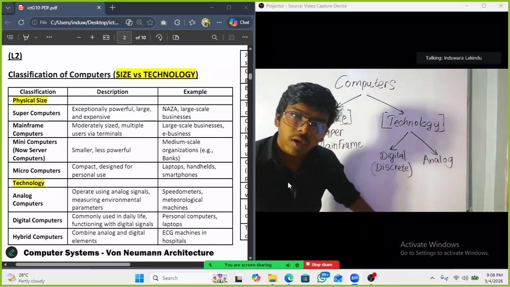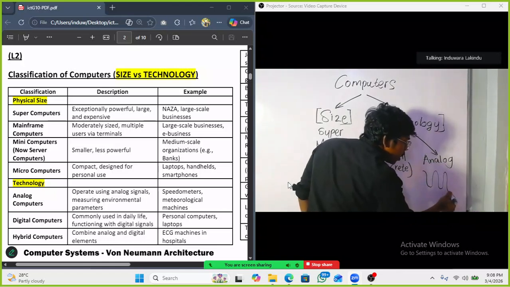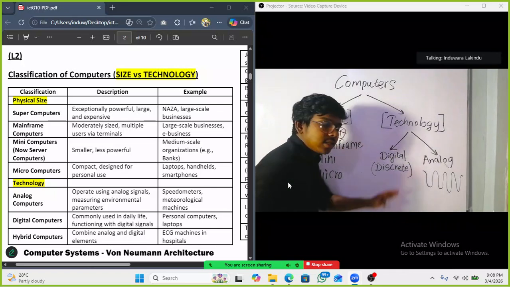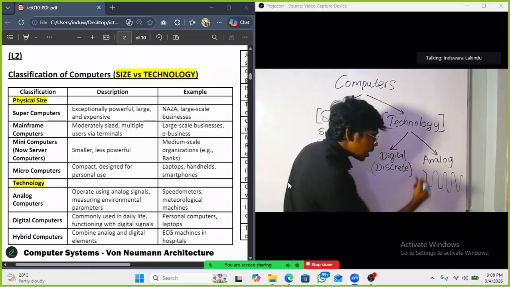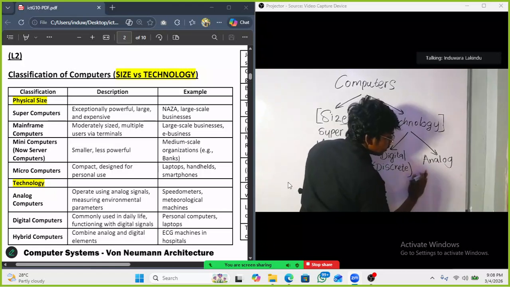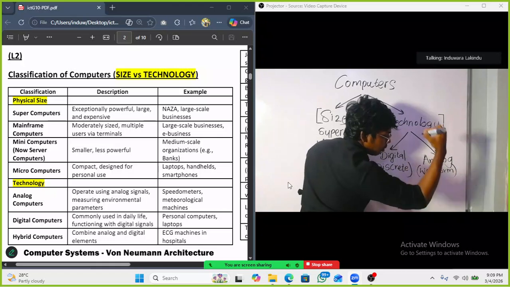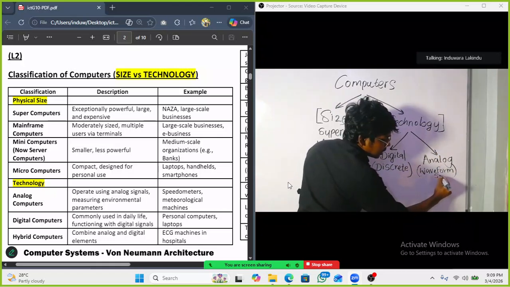Then analog means like this waveform. See, the signal travels as waves. And what is the similar word for the analog signals? Then we can say waveform signals. You can write these in your notebook. Take a notebook and write. It will be very helpful. Waveform signals.